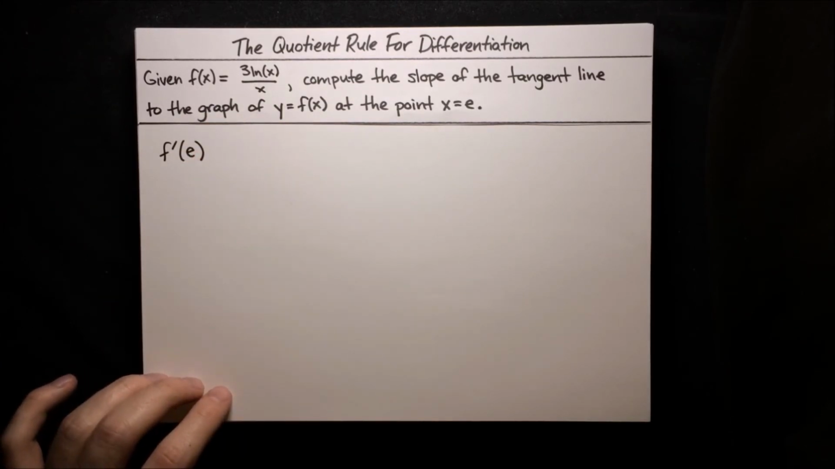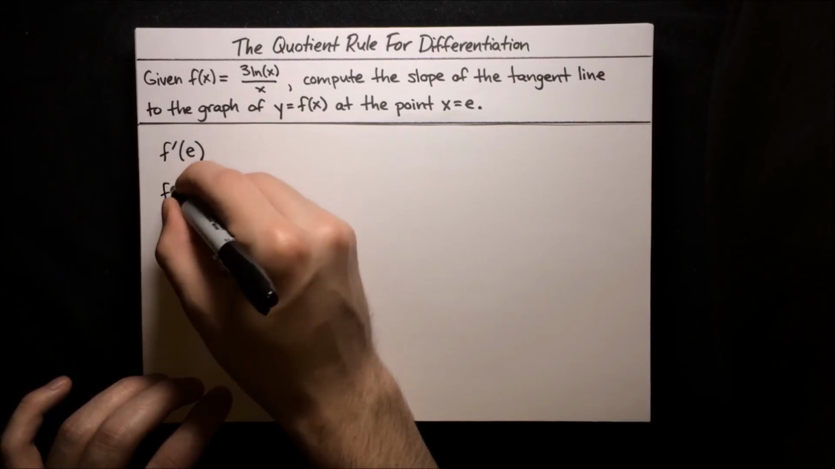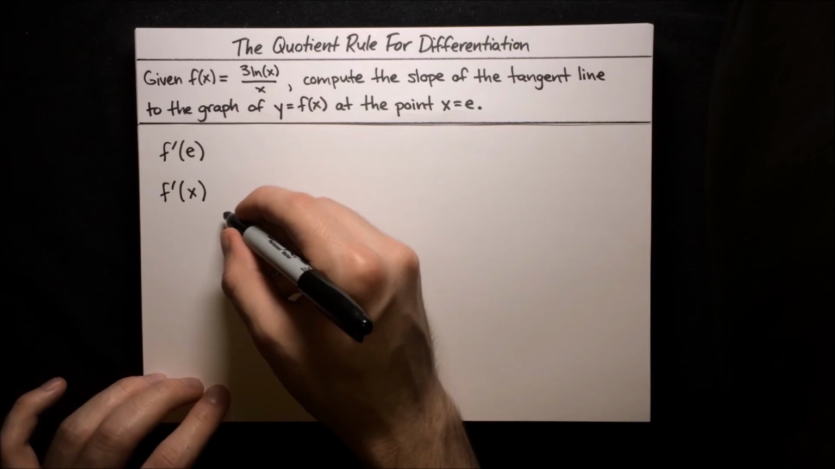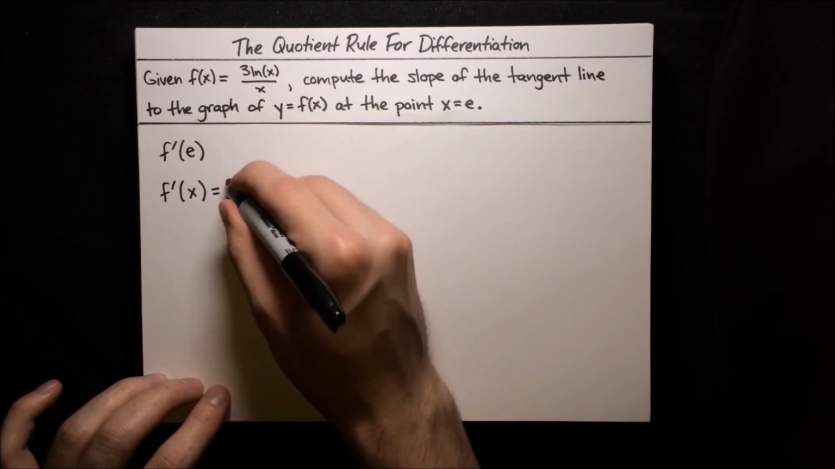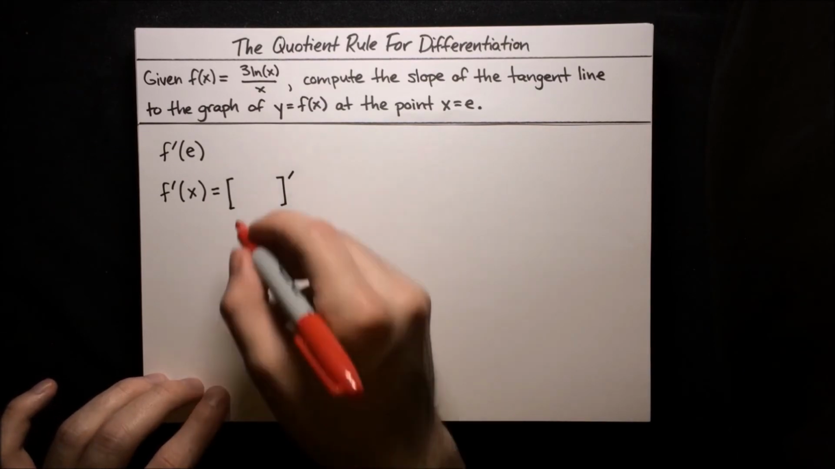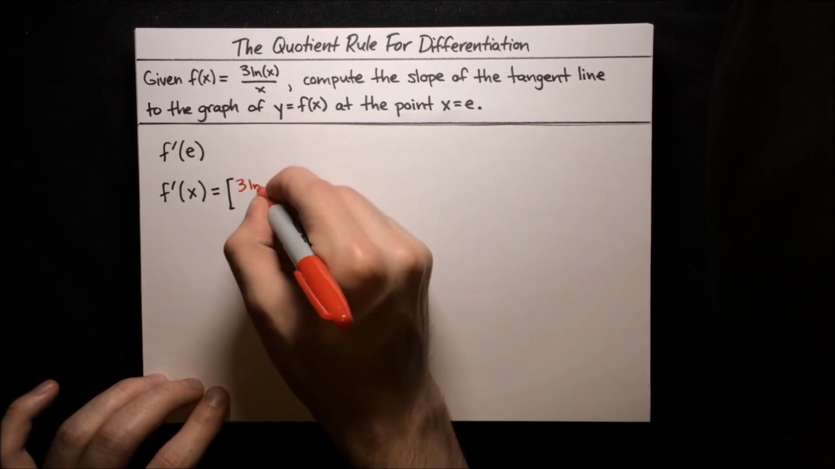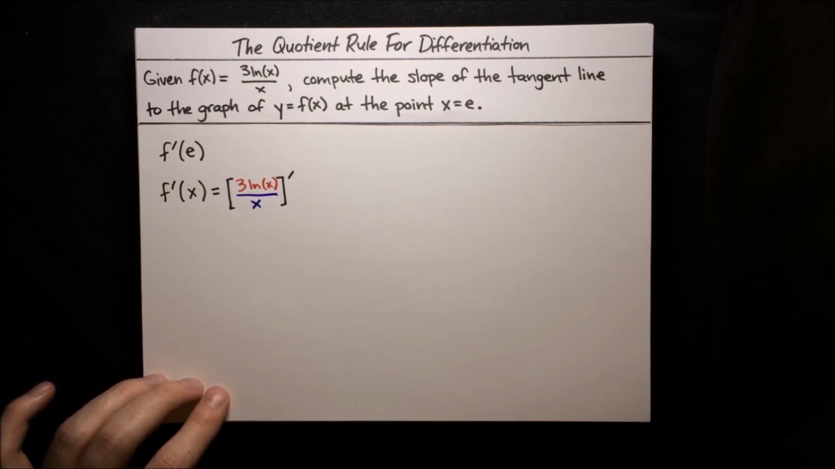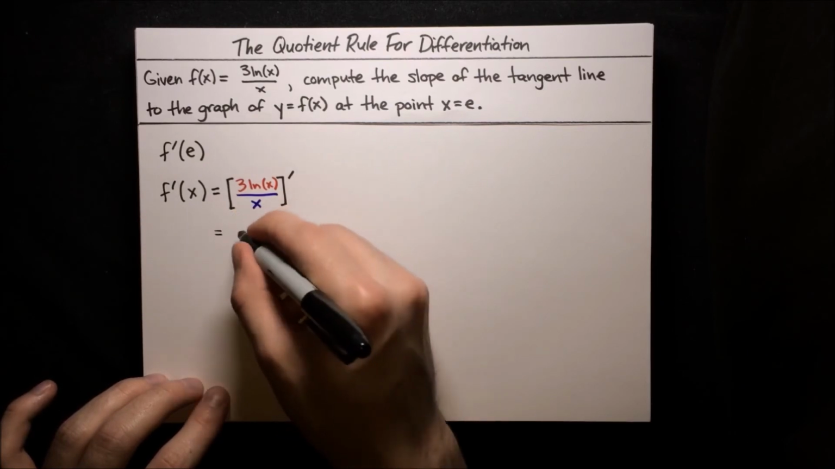But in order to do that, we need to compute the general derivative, f prime of x, because we need to plug in e for x afterwards. So that means we're going to have to take the derivative of that fraction, which has the numerator 3 natural log of x and the denominator x. So because this is a fraction, we apply the quotient rule, and the quotient rule goes like this.